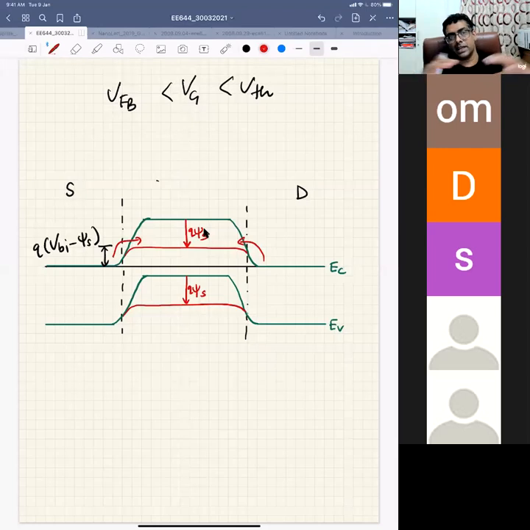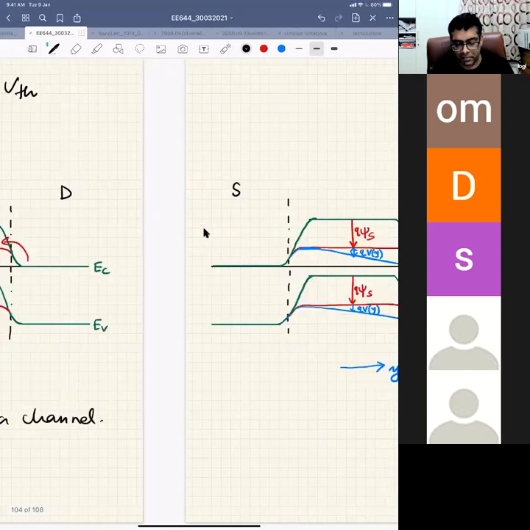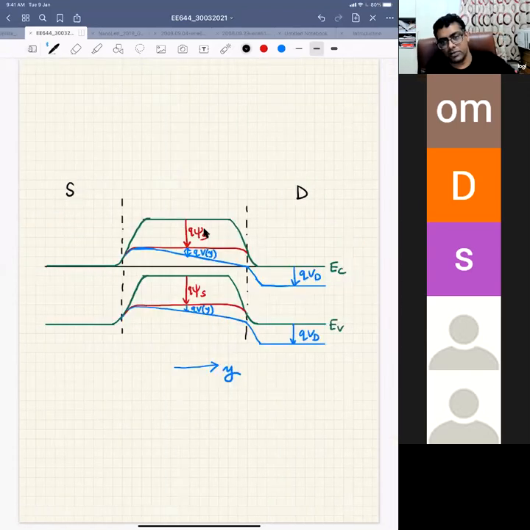So you have a channel formed, right? So when Vg is greater than VTH, you have a channel formed. So now if I apply a drain voltage, what will happen? I'll apply drain voltage. So basically I'm giving drain voltage here, right? VD, I am applying a drain voltage.